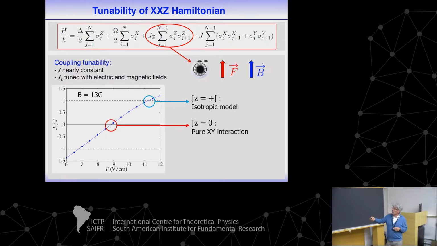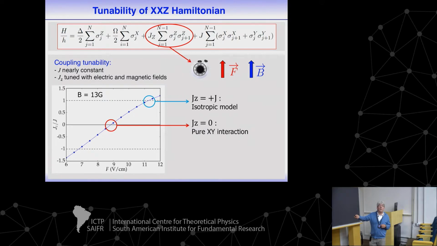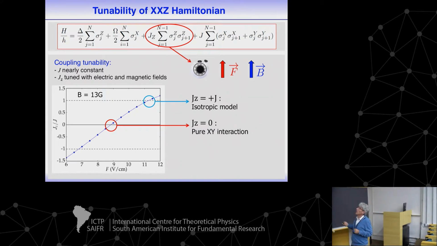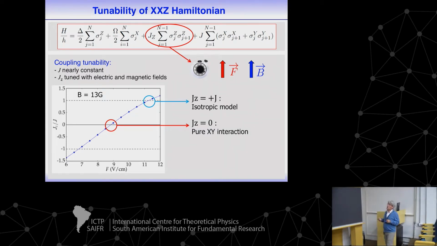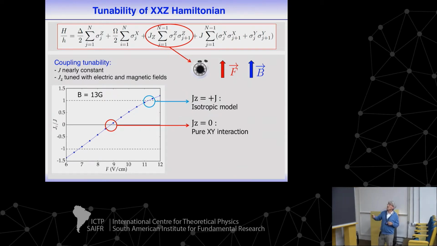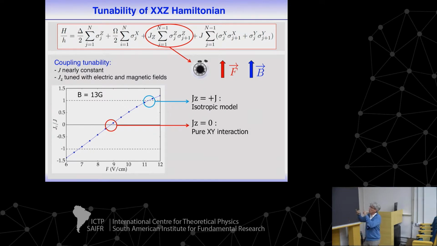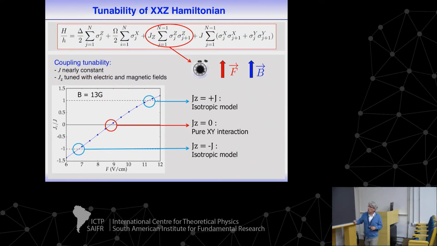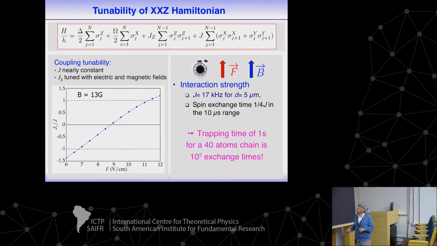If you go to this point, GZ goes to 0, and you have only the transverse coupling. That is what is called a pure XY interaction. The Z term vanishes. On the other hand, if you would like to have GZ dominating, and the last point is also an isotropic interaction model.